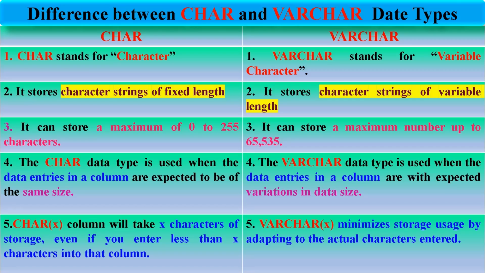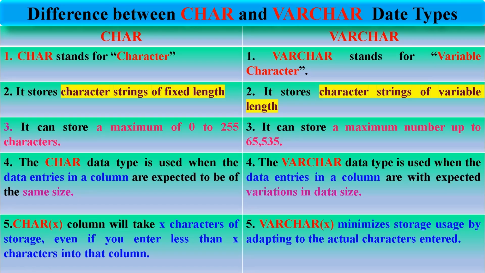Third point. Char can store a maximum of 0 to 255 characters, whereas varchar can store a maximum of up to 65,535. Fourth point. The char data type is used when the data entries in a column are expected to be of the same size. An example would be an admission number of a school student. The admission numbers of the school are of uniform length. Another example is the PIN code column in a database of a country, where PIN codes are of uniform length.